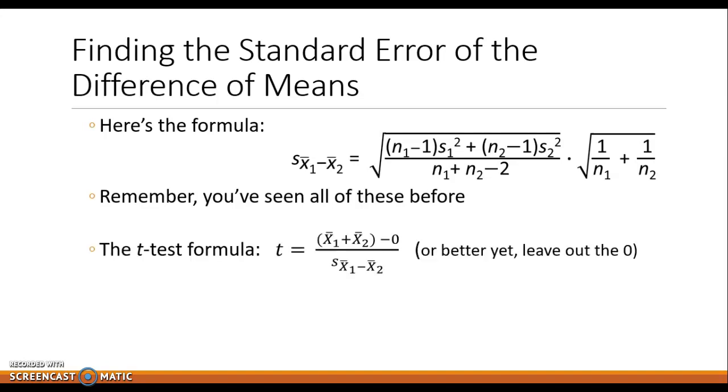And quite frankly, the t-test formula is very similar as well, because we're basically looking at the difference between the mean of the first group of scores and the mean of the second group of scores, minus 0, because we're assuming, remember, central limit theorem, that the difference between the means is 0. The sampling distribution of the mean differences, trust me, it's 0, over the standard deviation that you just figured out.